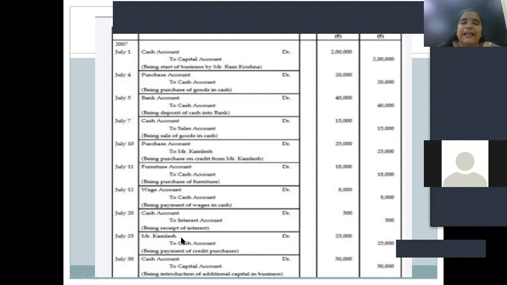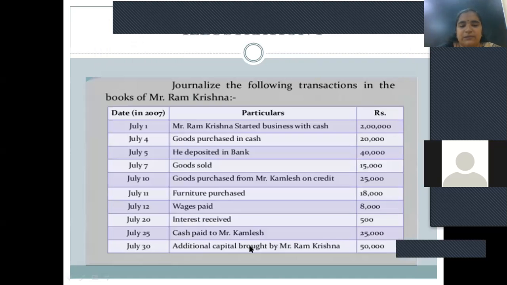So why are we paying Kalmesh? Because on 10th July we had purchased something. So today we are making the payment. So payment is made, cash is going out, 25,000 credit. Kalmesh is receiving the amount, so his account is debited. Then the last transaction.